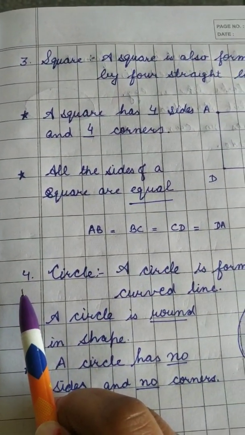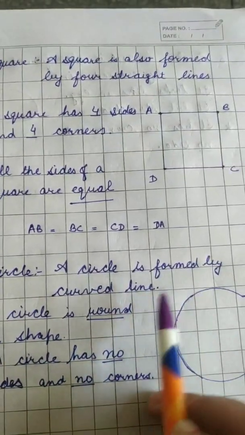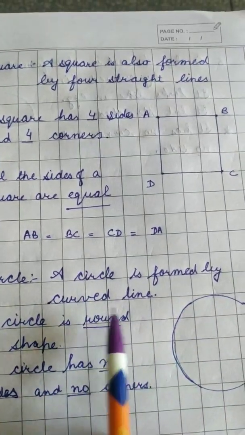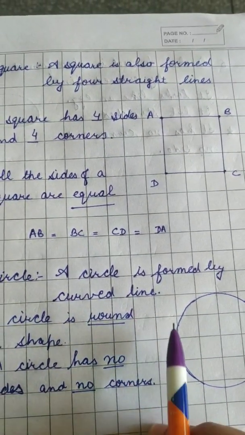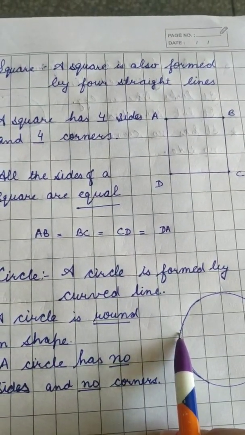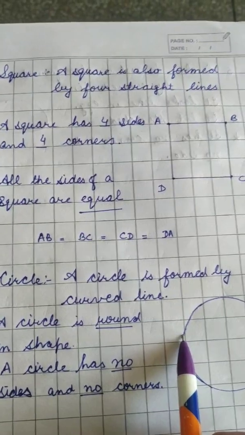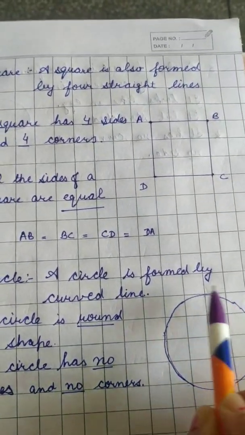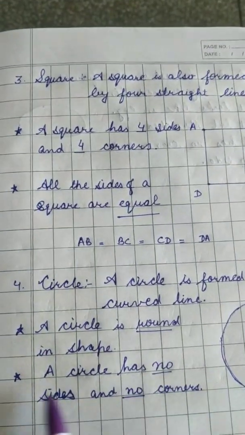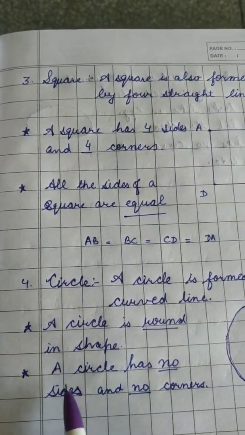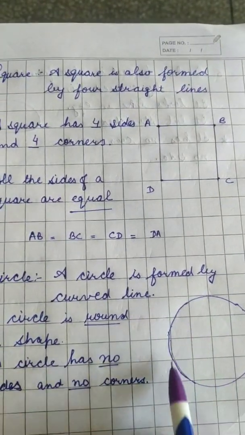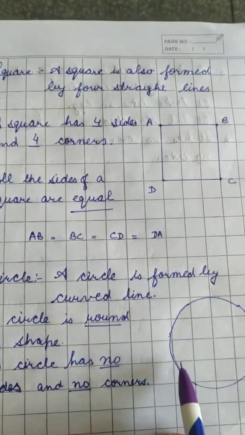Fourth one is the circle. A circle is formed by, which line is this? This is a curved line. So a circle is formed by a curved line. See children, the quality of the circle is that the point from where it starts, it ends also at the same point. Means when we start from here, it will take a round and it will come back to the same point, and this is a circle formed. A circle is round in shape. A circle has no side and no corner. You can see in the picture also, there is no side, means no straight line is there, and there is no corner also.